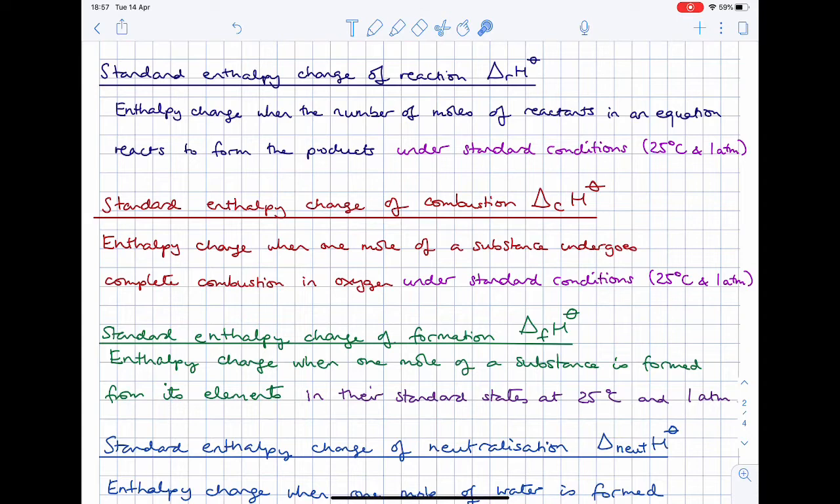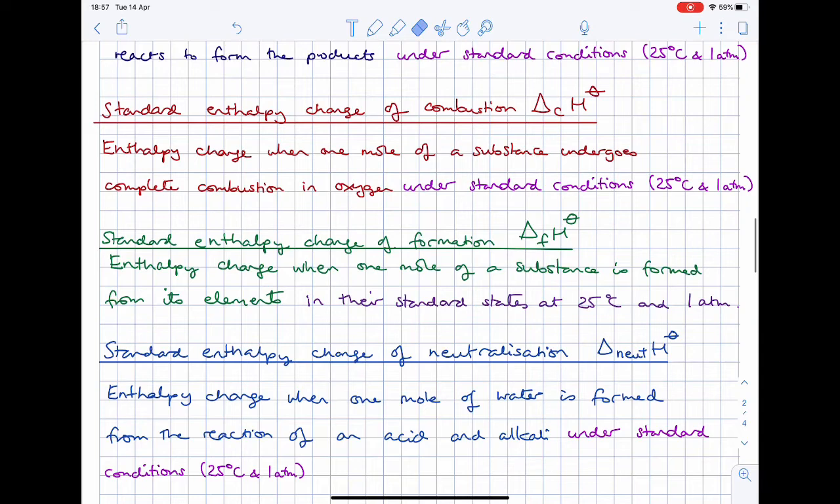just enthalpy changes. So this symbol here, which is a circle with a line across it, represents standard enthalpy changes or standard conditions. So lastly, the standard enthalpy change of neutralization is the enthalpy change when 1 mole of water is formed from the reaction of an acid and alkali under standard conditions.